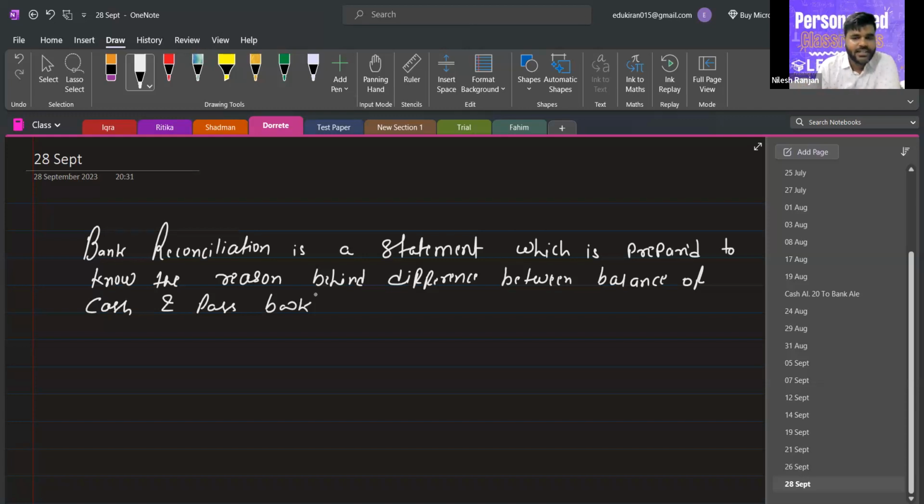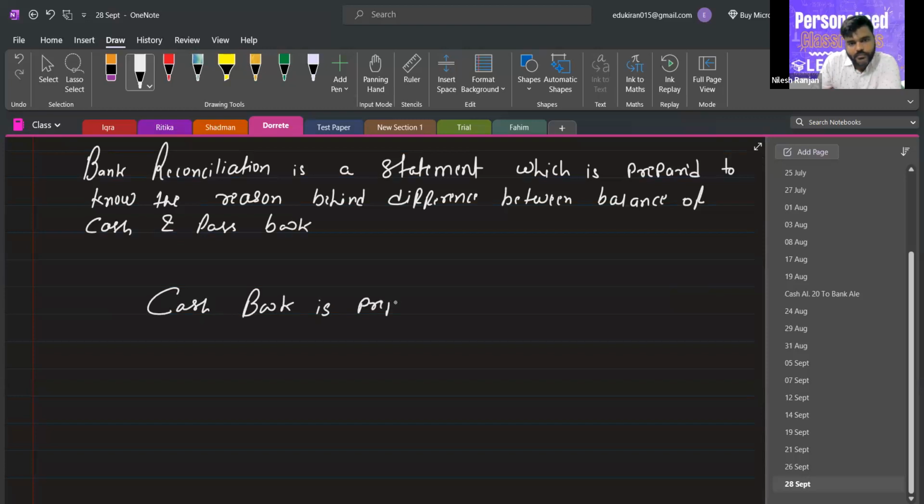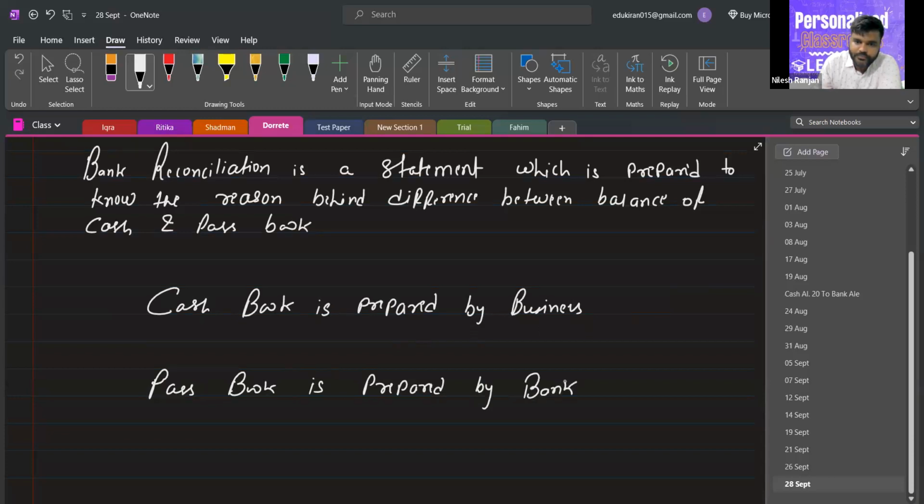Okay. So this is our bank reconciliation statement definition. And one more thing. Cash book is prepared by us. We cannot write us. Cash book is prepared by business owners, organization, you can write anything here. And passbook is prepared by bank. Okay.